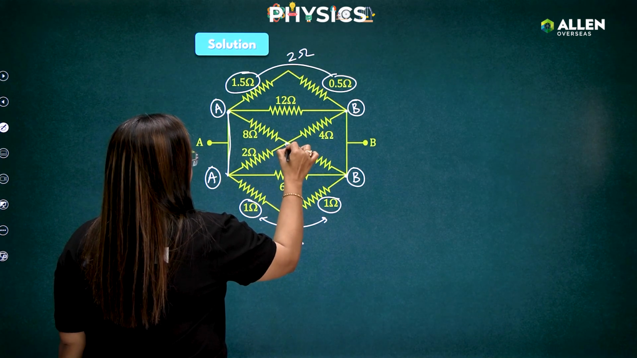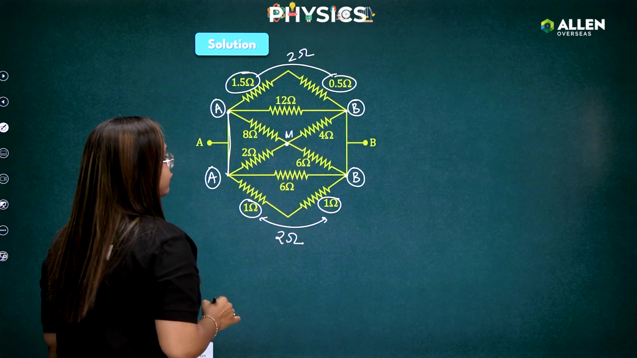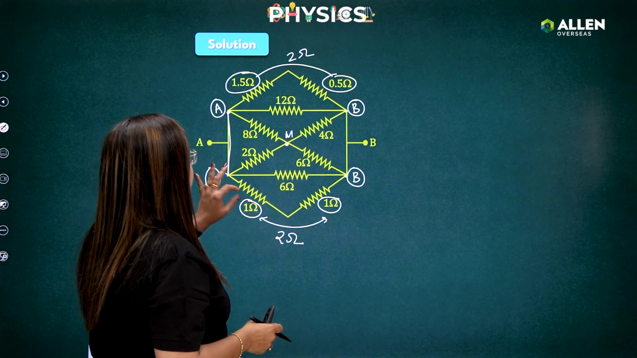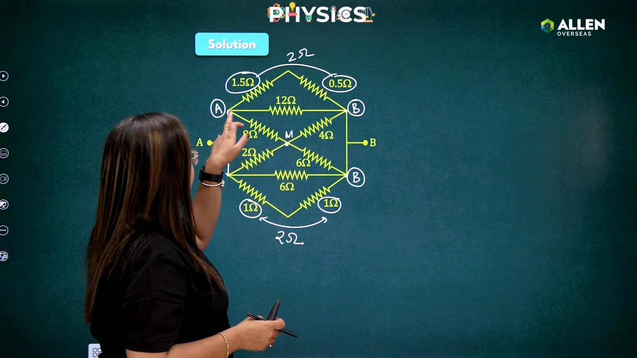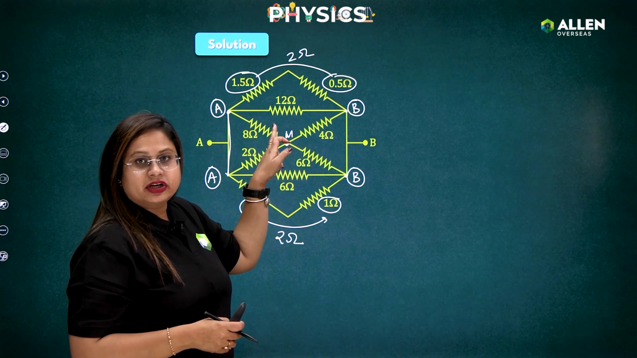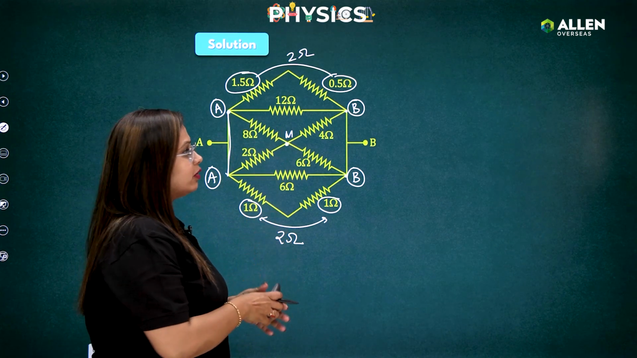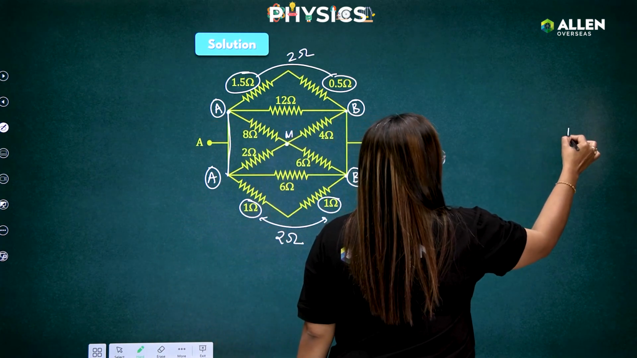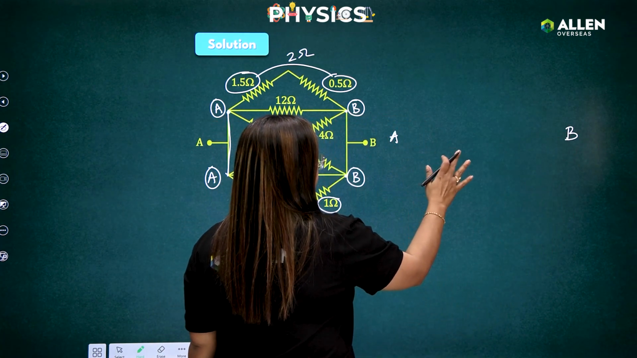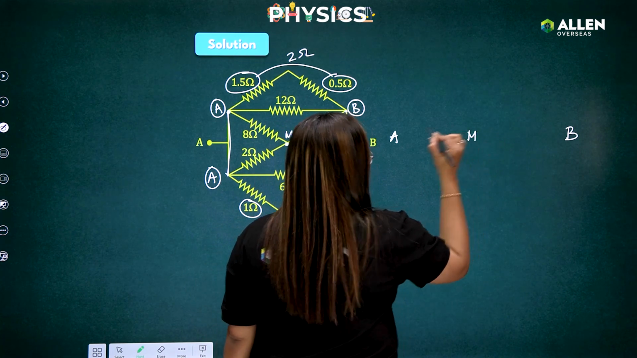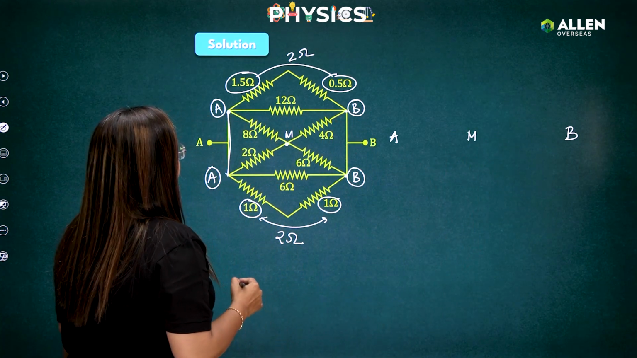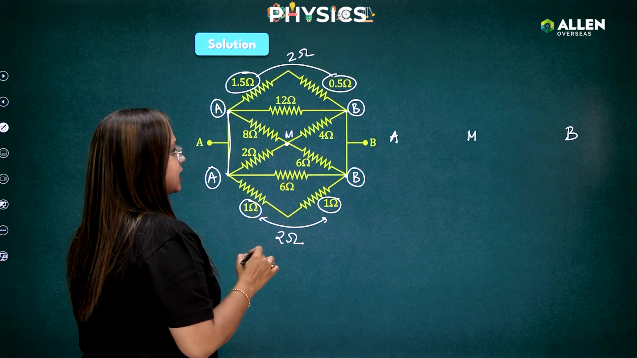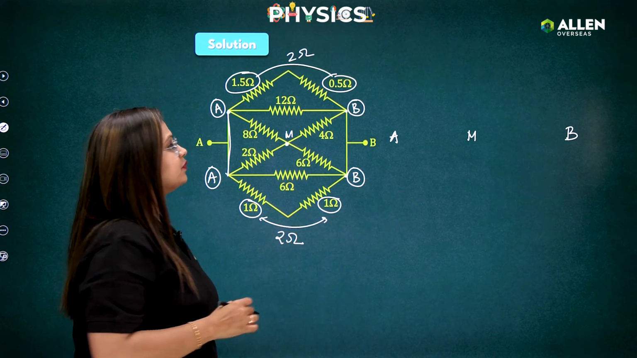So let us name it as point number M. Now we can see that the whole circuit, each and every resistance has been named, each side of the resistances has been named. So we are going to put the 2 points across which the resistance has to be found out. This is A, B, and this one is M. Now let us move to each resistance and connect them in the new circuit.